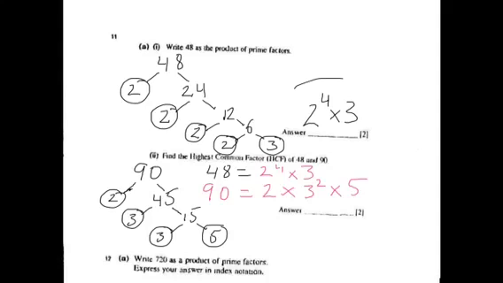Okay, now the highest common factor then, sorry, that should be a 4. So the highest common factor then is equal to 2 times 3, which is 6. Okay, so we're selecting the lowest index value in each list.